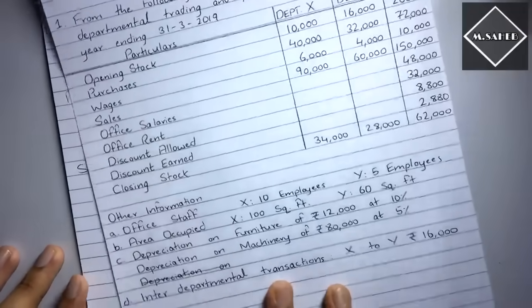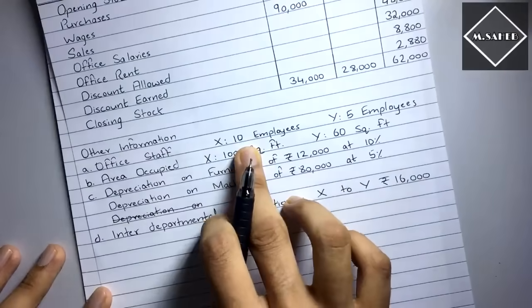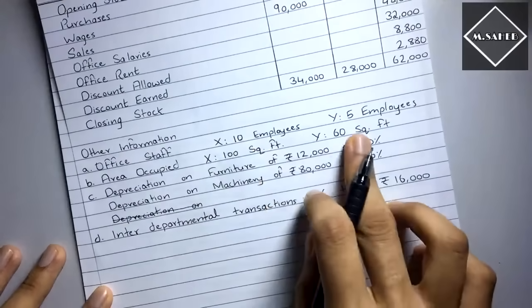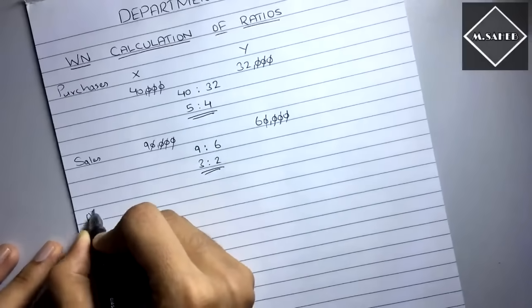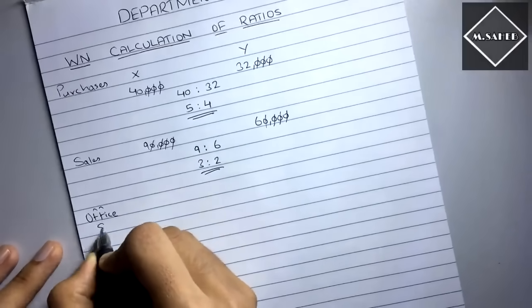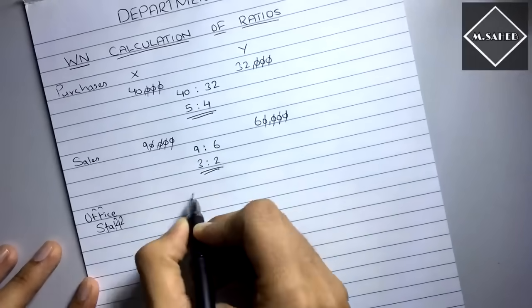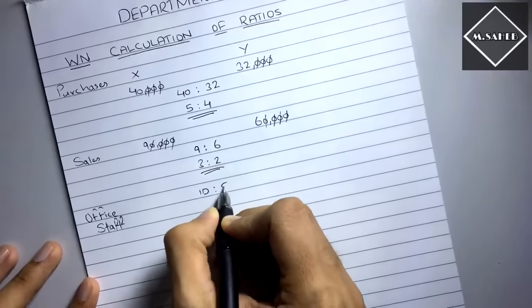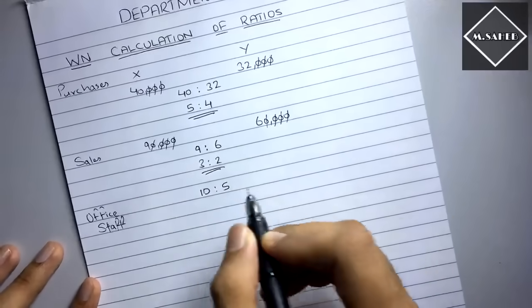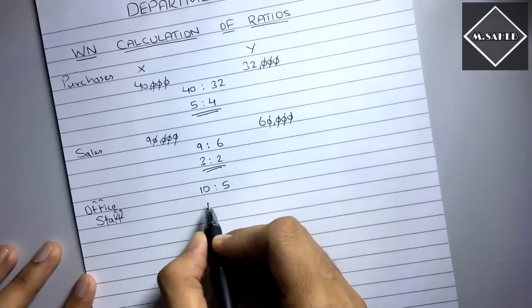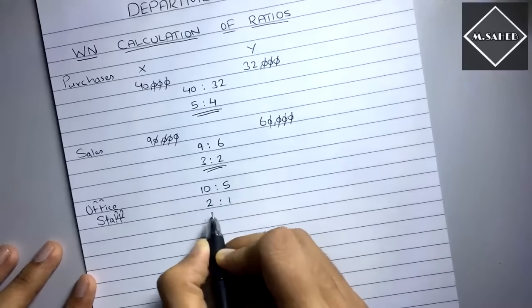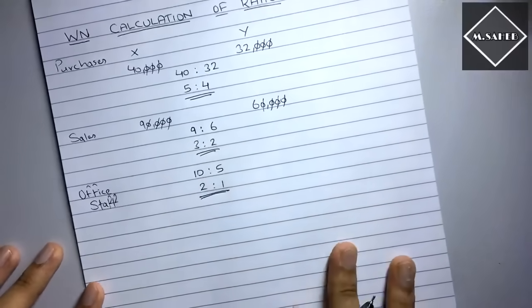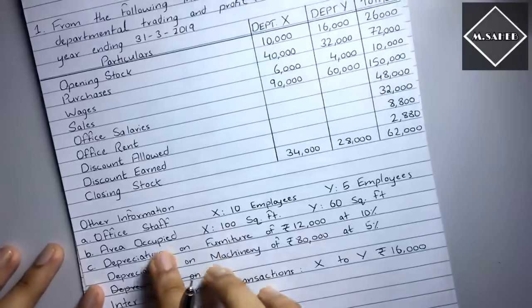And then next here we have office staff. Office staff is already given here, 10 and 5. So let's find out the ratio of office staff. That's simple. Office staff is 10:5, right? It's given there, 10 and 5 employees. So we can simplify this even further. 5 1s are 5, 5 2s are 10. That is 2:1, right?